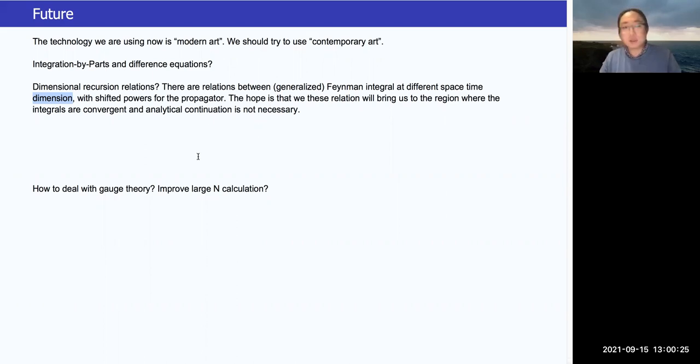And another further question is how to deal with gauge theory. I think people didn't think much about how to deal with gauge theory in the early days. But as I mentioned, the large N readout for the O(N) vector model and the large N readout for the Gross-Neveu models was calculated using this bootstrap approach. But if we can come up with something that works for gauge theory, can we improve the large N calculation for gauge theory? That's something we need to think about.